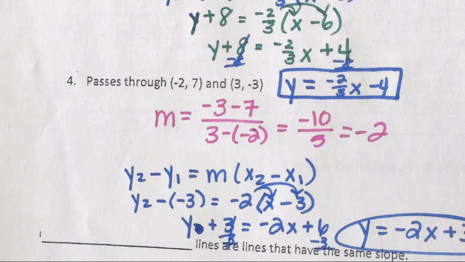Okay, was anyone rebellious and they picked the point negative 2 comma 7? You were rebellious and you picked negative 2, 7, and you got the same answer? You bring it here.